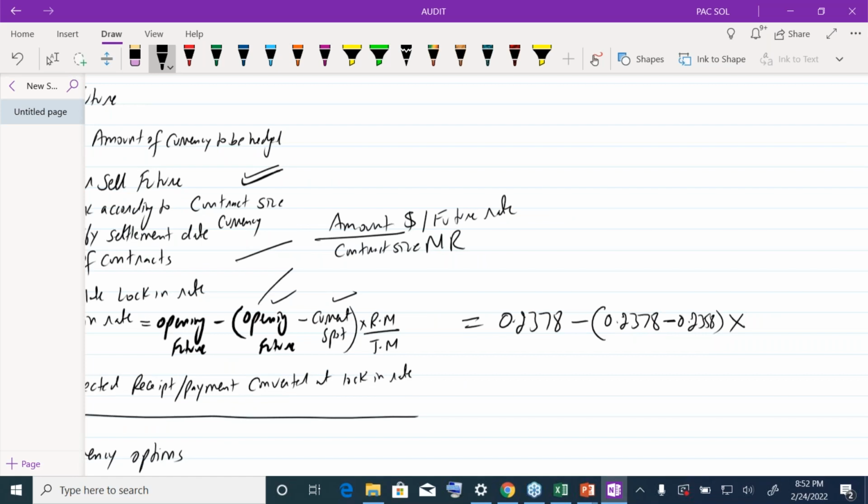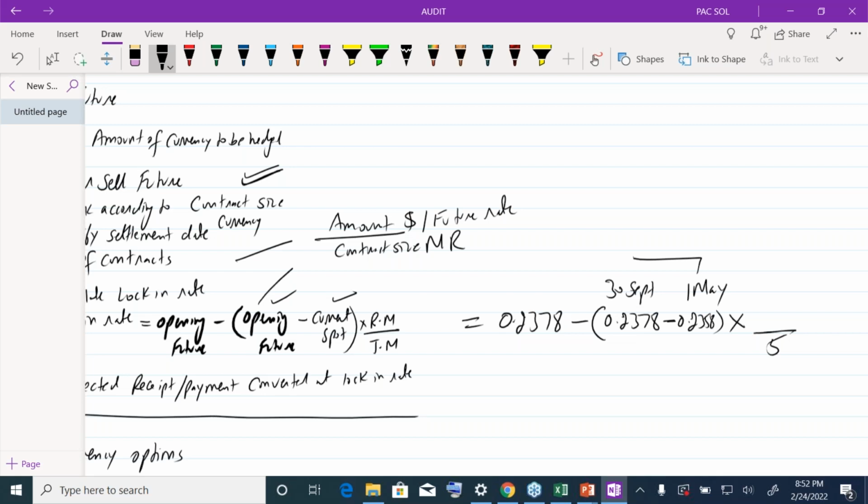Into remaining months. So write the date here. What is today's date? 1st May. What is the future date? 30th September. So how many months are there? May, June, July, August, September. Total months are 5.